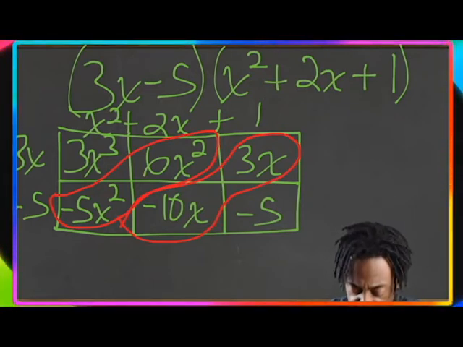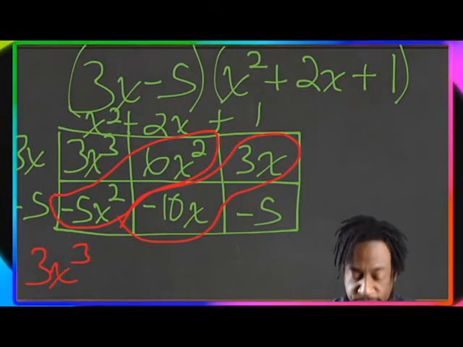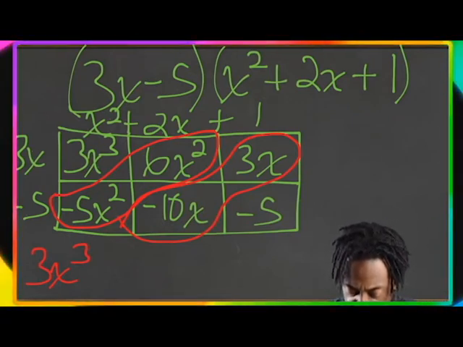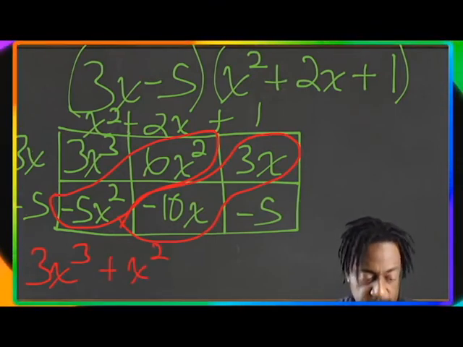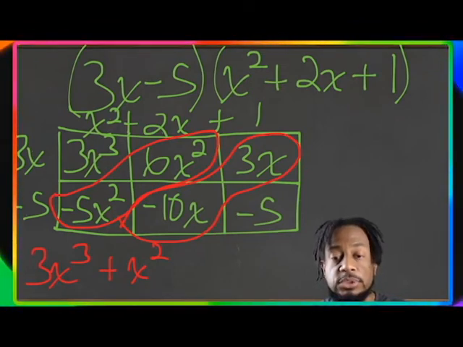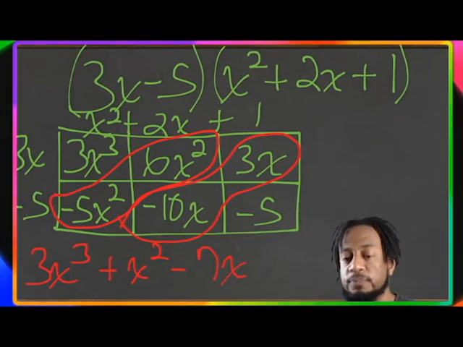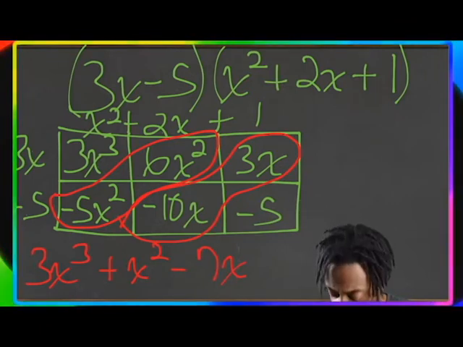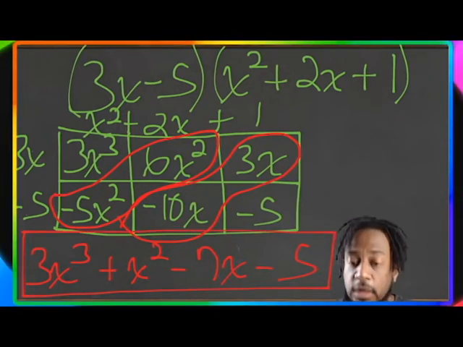So the first term you're going to bring down is 3x to the third because that's the first one that's in the box. Here, you're going to have 6 minus 5 is 1. So you're going to have a plus x squared. Yes? Then you have a negative 10x plus 3x is a negative 7x here. And what do you have left? Negative 5. Box that up. Here's your answer.